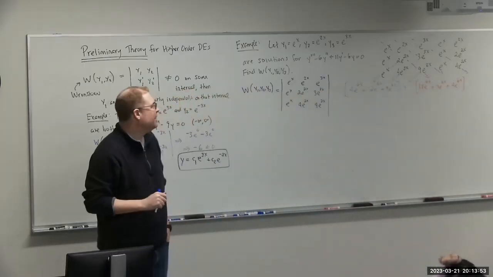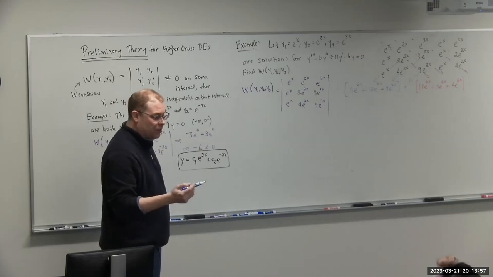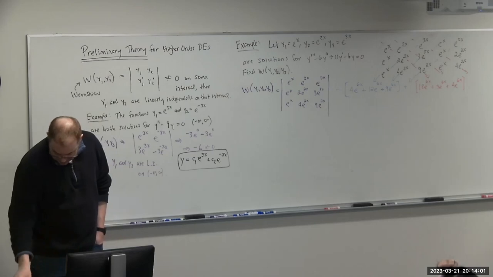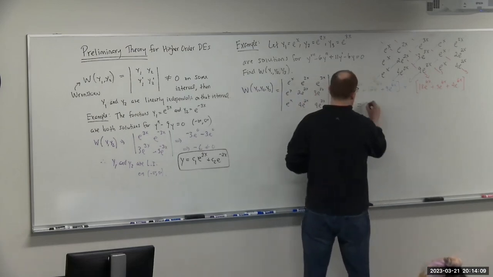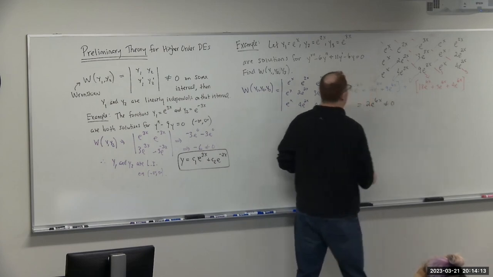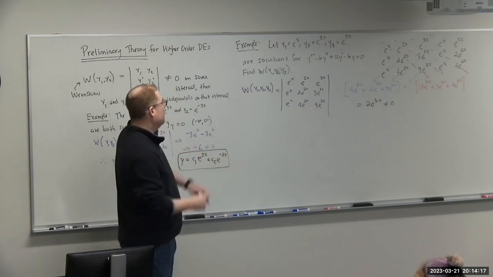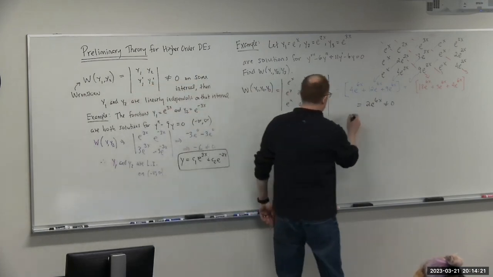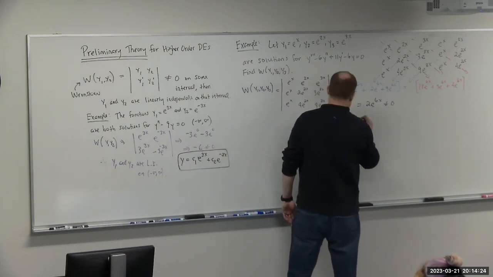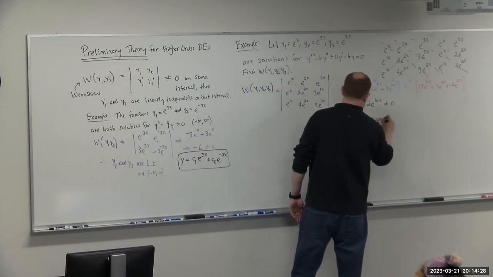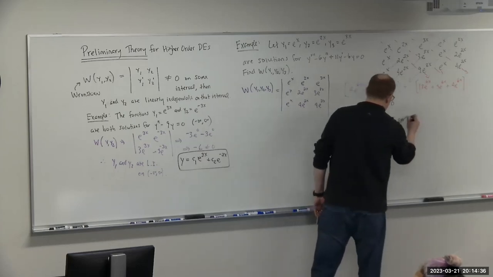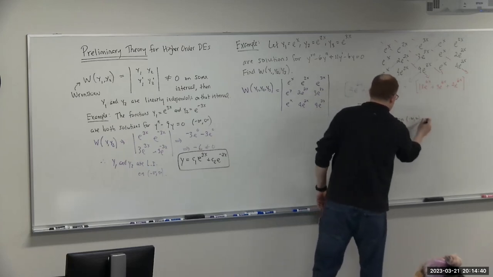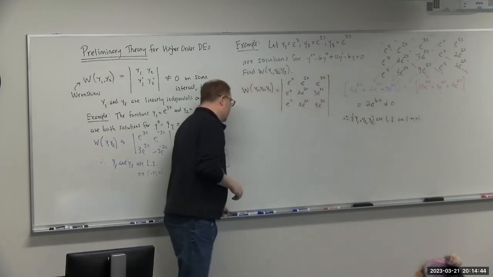Okay, that makes sense. So what does this turn out to be? What was it? 2e to the 6x, right? Which is definitely not equal to zero. Therefore this shows that these three functions are linearly independent of each other, particularly on this interval, for all x, basically.